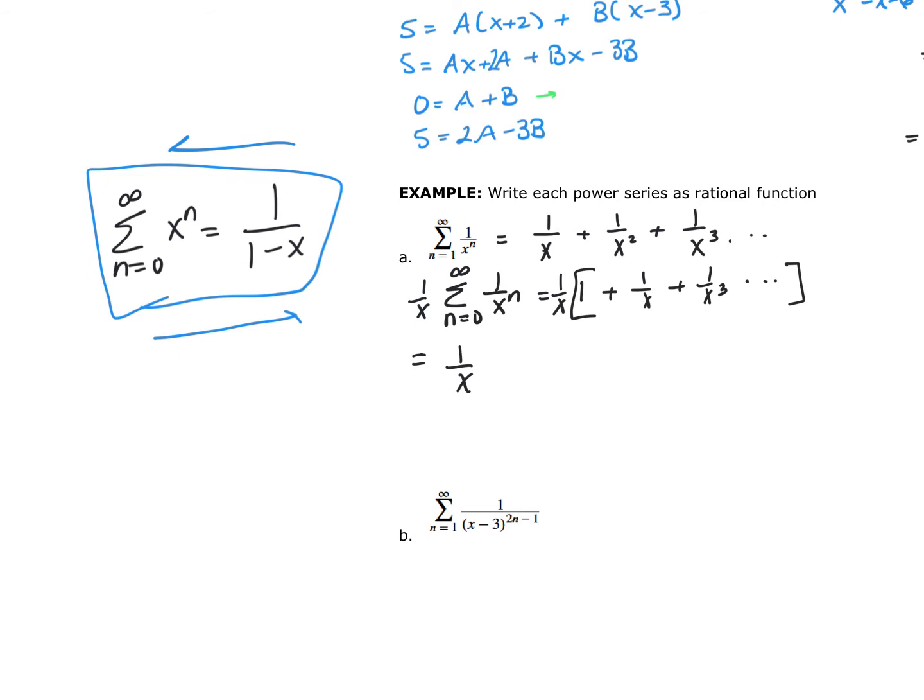So the summation of n equals 0 to infinity can be replaced with 1 over 1 minus 1 over x. Multiplying everything by x, I have 1 over x times x over x minus 1. You can see that these x's cancel. And my final answer is 1 over x minus 1. And that's my final answer.